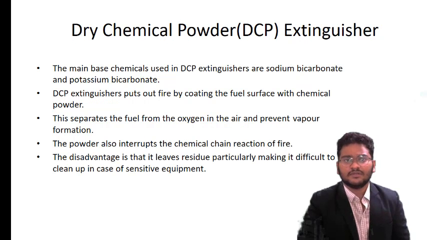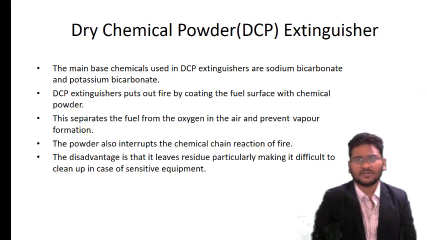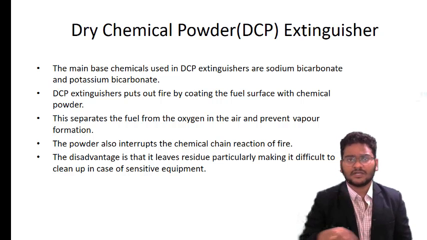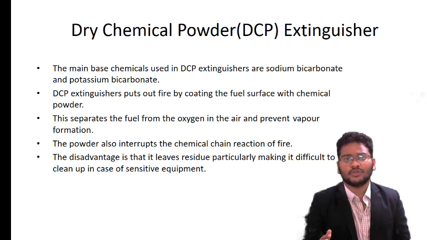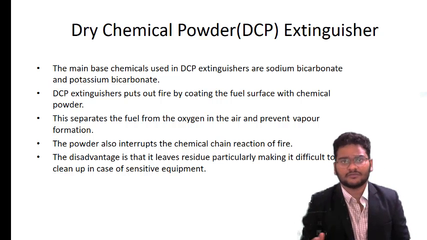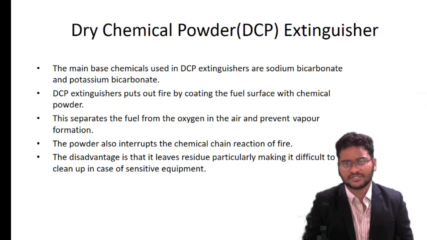Coming to the next type, the dry chemical powder, DCP extinguisher. This dry chemical powder will be mainly used on metallic substances. What happens is the dry chemical powder will be spilled on the material which is in the flame, the metal which is in the flame. It will control the metallic surface's contact with the oxygen, which is leading to the fire, so it will discharge over the total surface area of the metal.